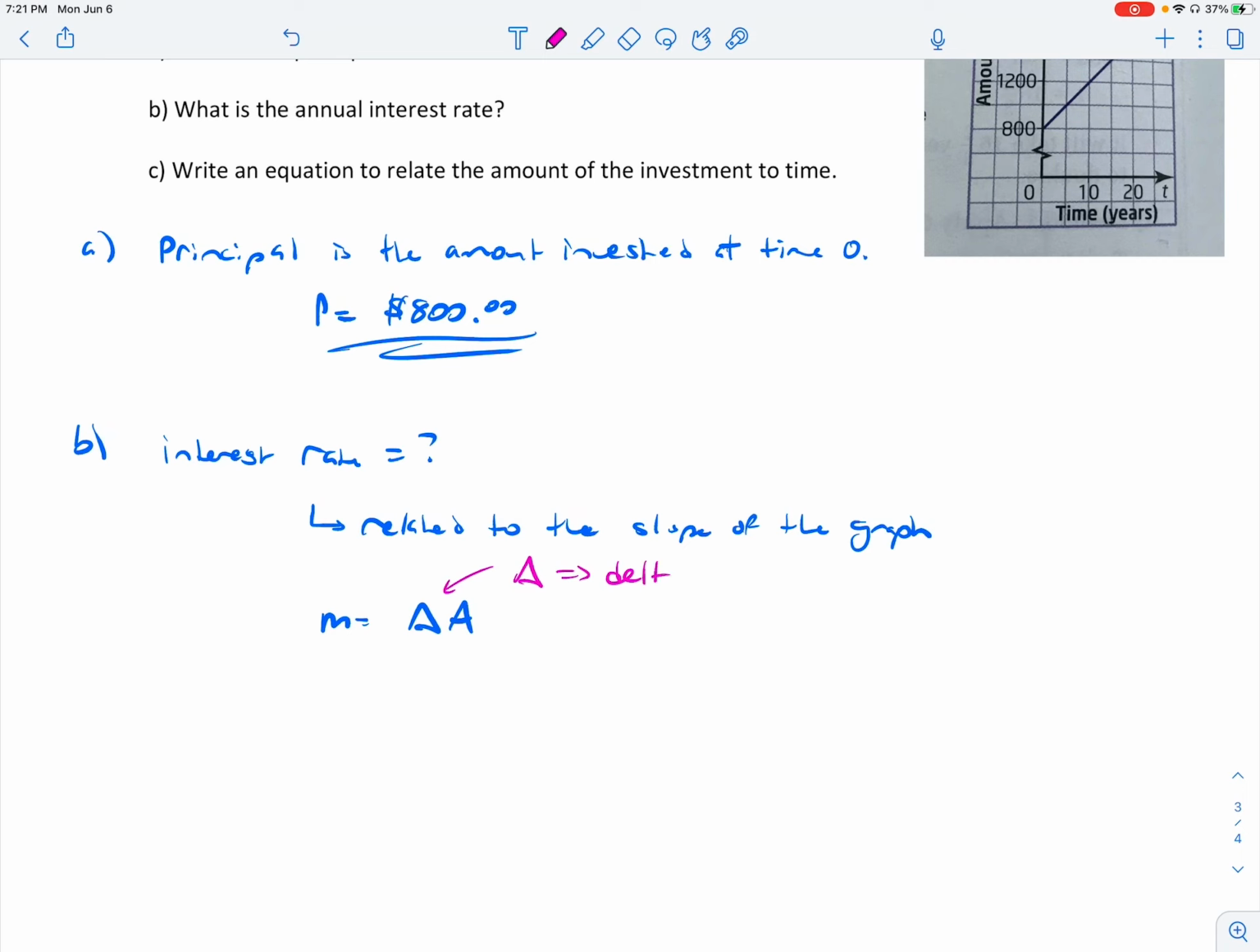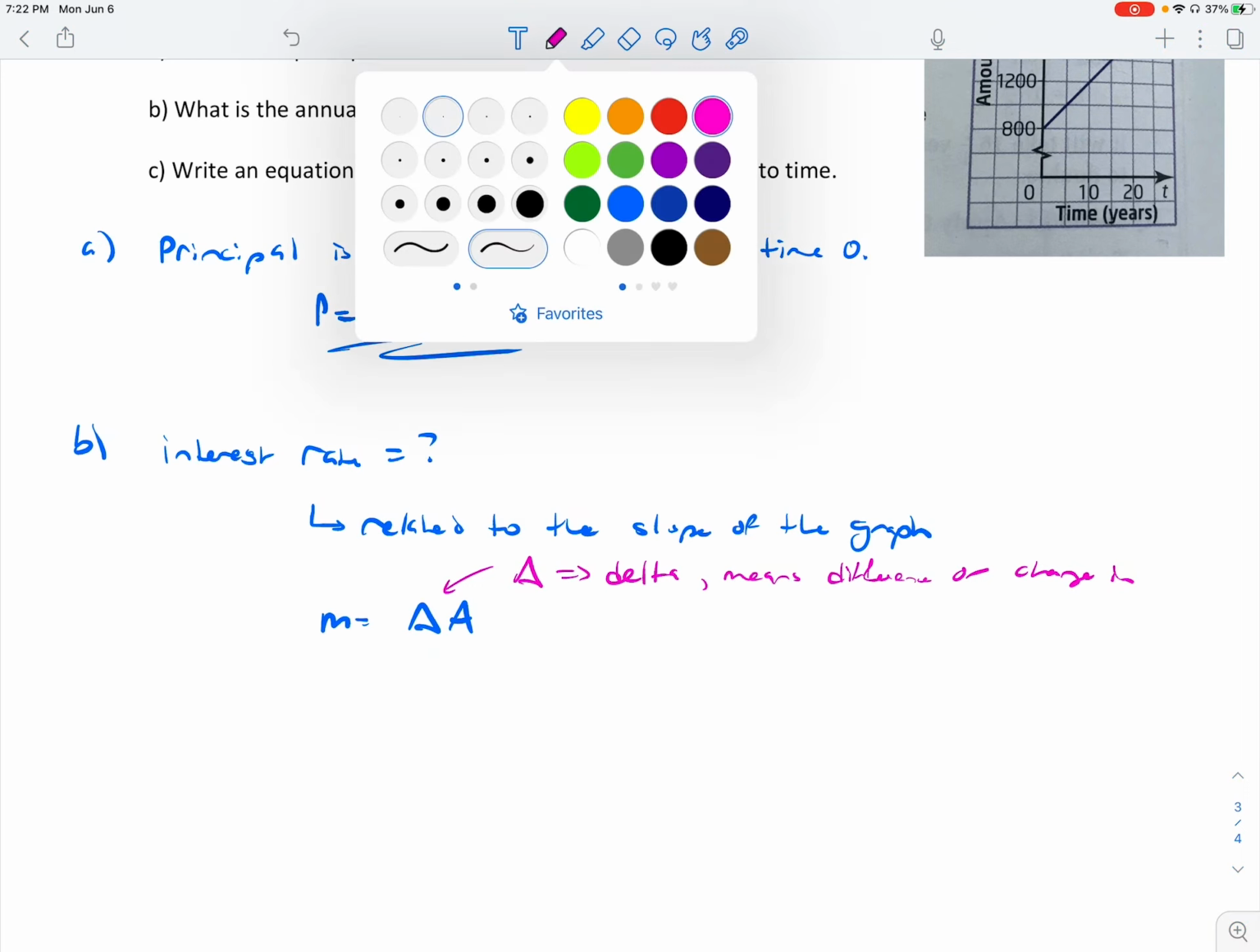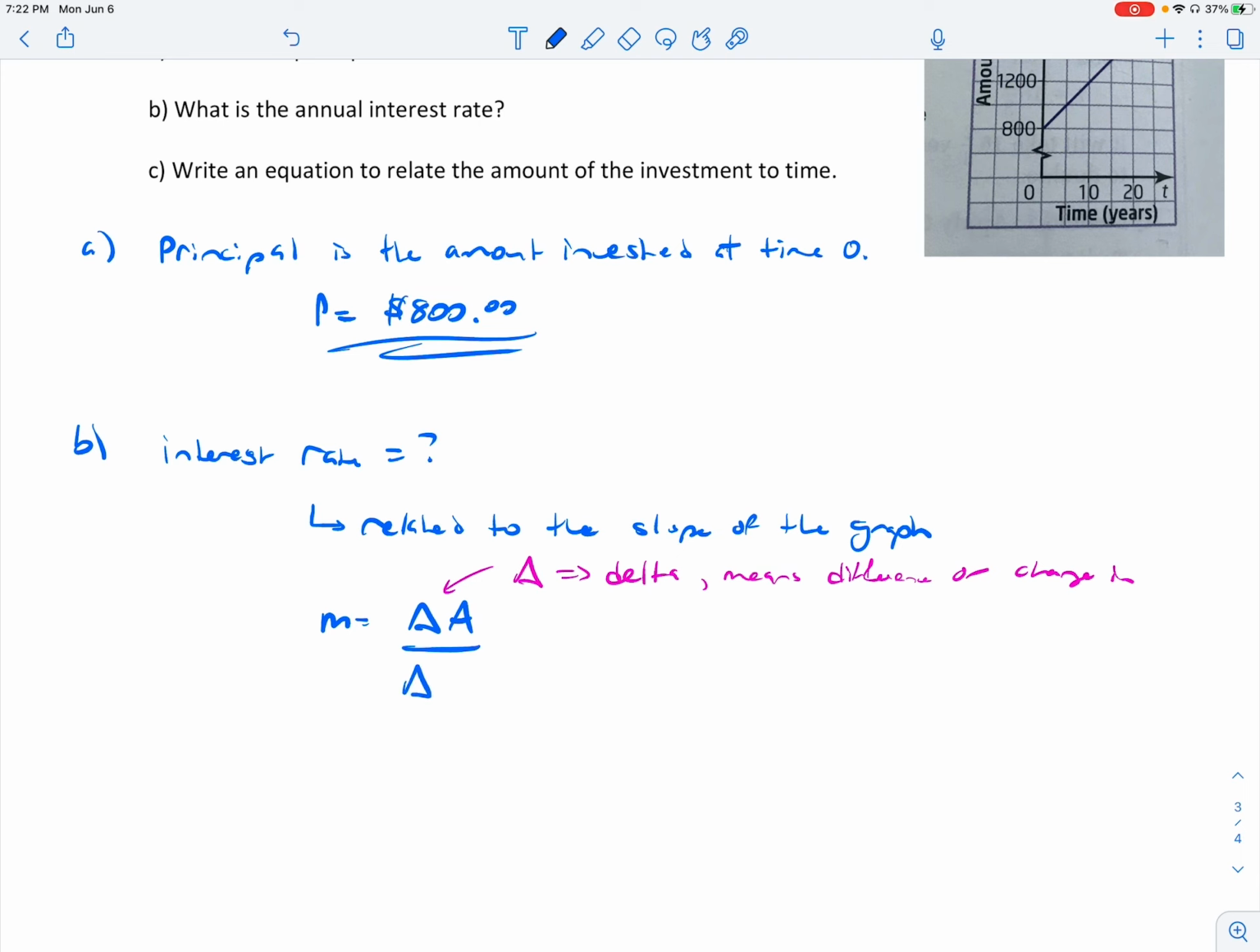So it's delta, and it basically means difference, or change in. Change in is a little bit better. So you think of it as change in amount. The slope is the change in amount over the change in time, so delta A over delta T.